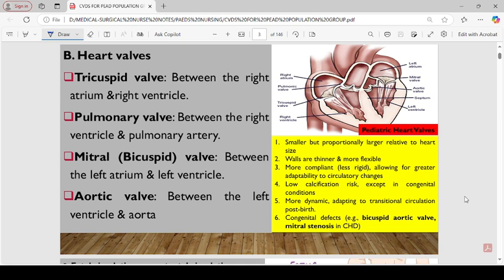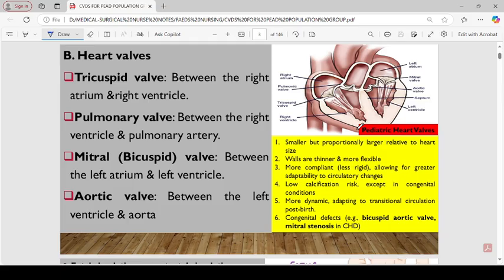When it comes to the valves, we have four valves. We start with the tricuspid valve, which is found on the right side between the right atrium and the right ventricle. The pulmonary valve is found between the right ventricle and pulmonary artery, while the mitral valve, also referred to as the bicuspid valve, is found between the left atrium and the left ventricle. Lastly, the aortic valve is found between the left ventricle and the aorta.